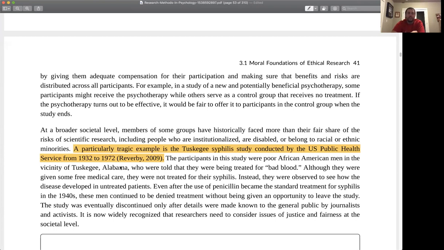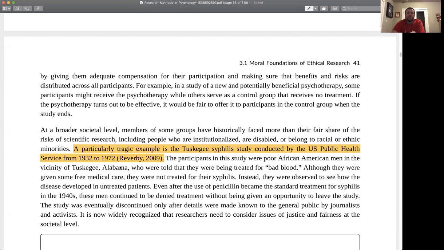Essentially, those that were diagnosed with syphilis were told that they had "bad blood," and these checkups would help treat it. Well, that was all a lie. Ultimately, again, bad blood's not a real medical condition, and we knew that in 1932.